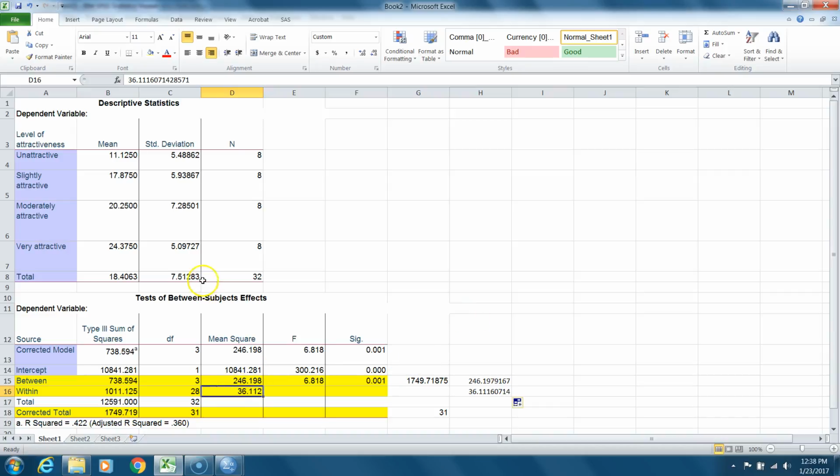If we took the square root of that, we can see that we'd have standard deviations really similar to a value of 6. If you took the square root of 36, you'd end up with 6, and these are all pretty close to that total.